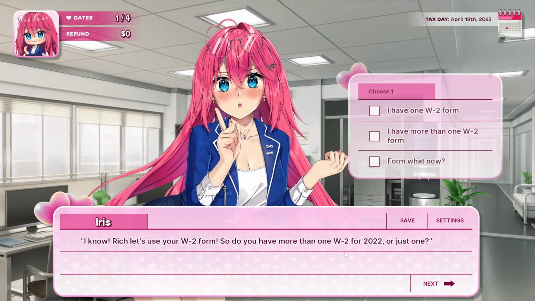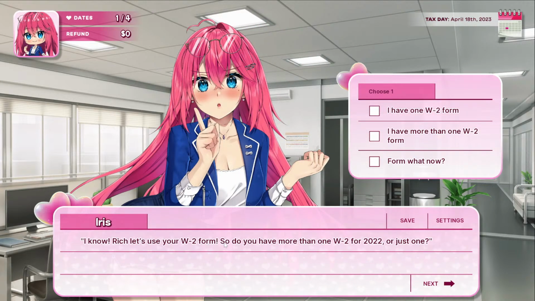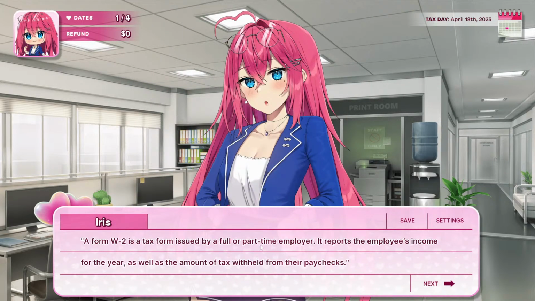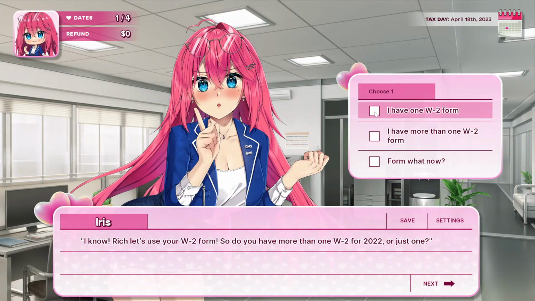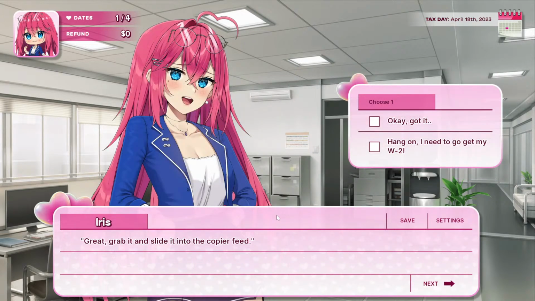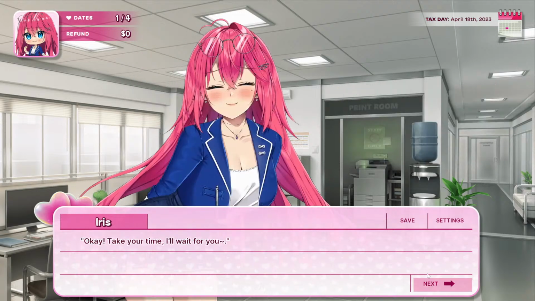Need is a document to test with. I know, Rich. Just use your W2 form. Have more than one W2 or just one. Form what now? W2 form from your full or part-time employer. It reports the employee's income for the year. What if I'm self-employed? I think it's not for self-employed. I just have one. Okay, great. Grab it and slide it into the copier feed. Hang on, I gotta get my W2.